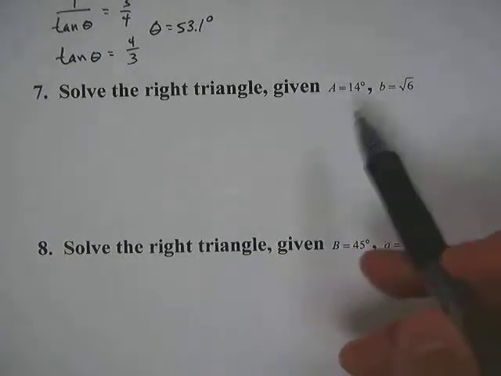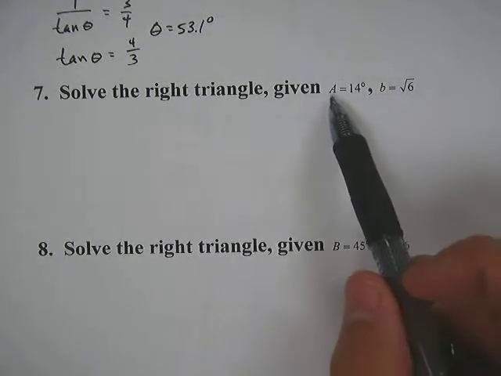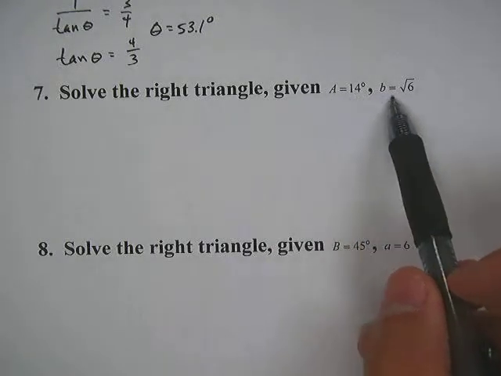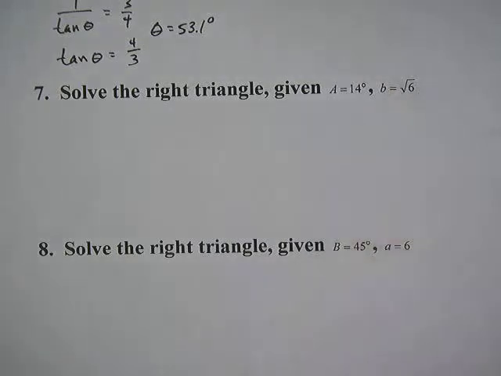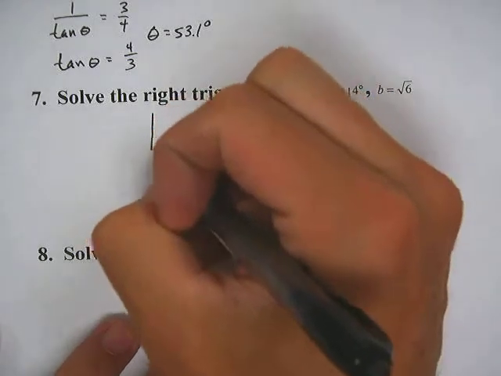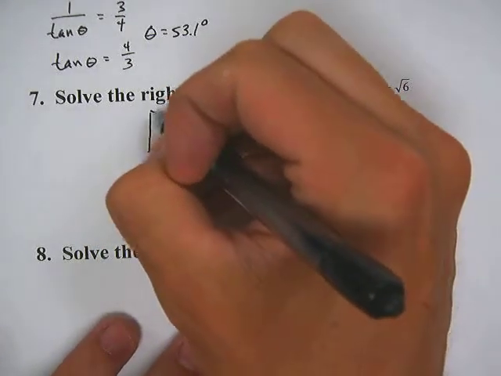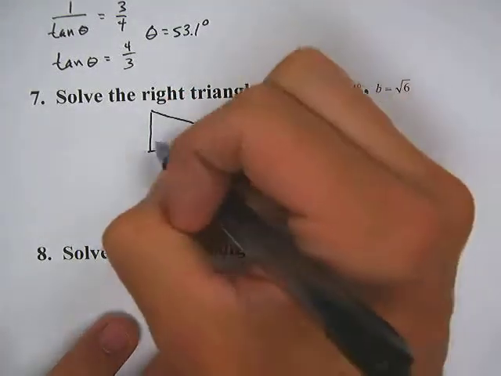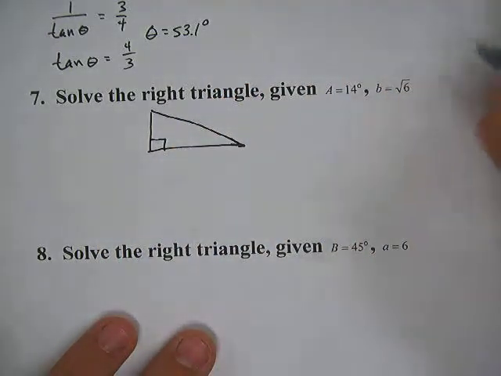Okay, we're going to skip over this one right there. We're going to do one more example here. I know there's 2 written here. We're only going to do one. It says, solve the right triangle given that A is 14 degrees and B is √6. Now, this goes back to what I was talking about originally. Notice it's a capital letter, so that's telling me it's an angle. And this is obviously a lowercase letter, so it's a side.